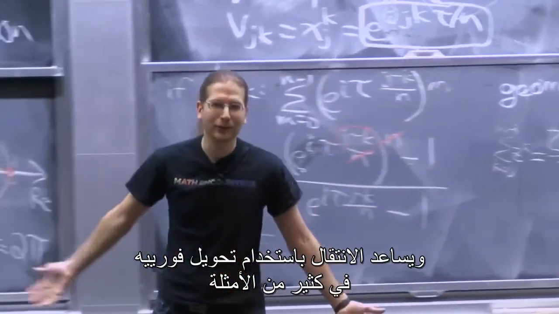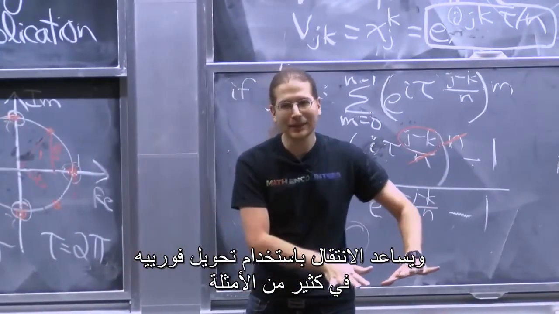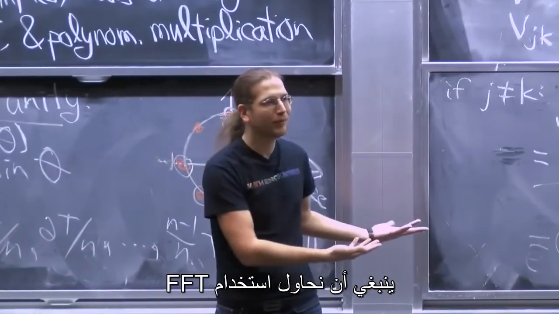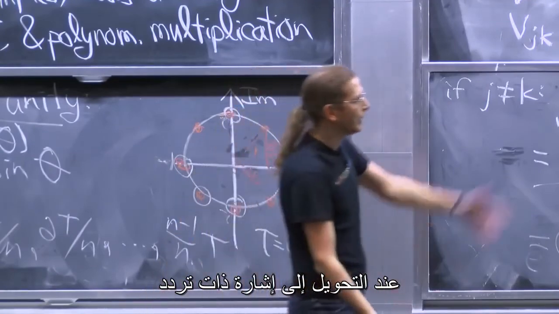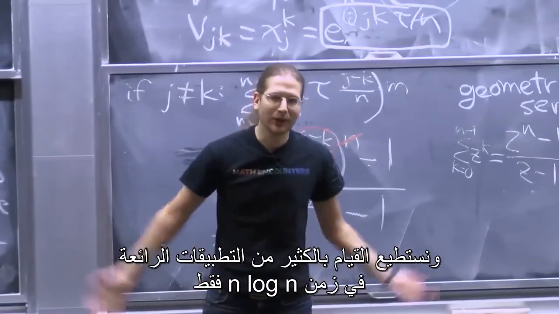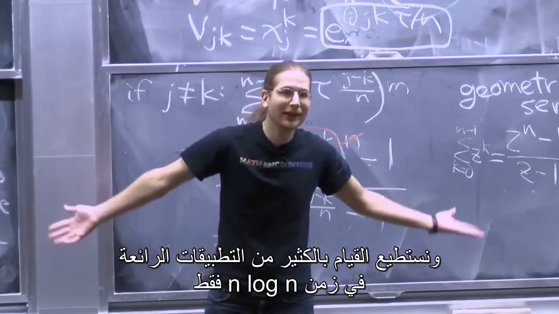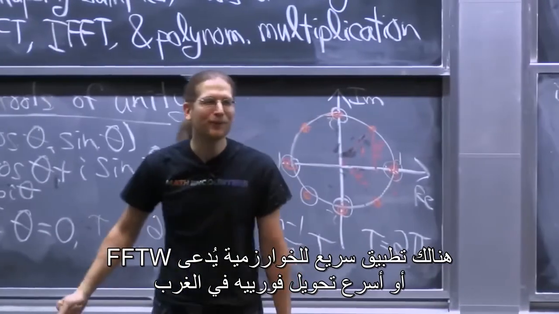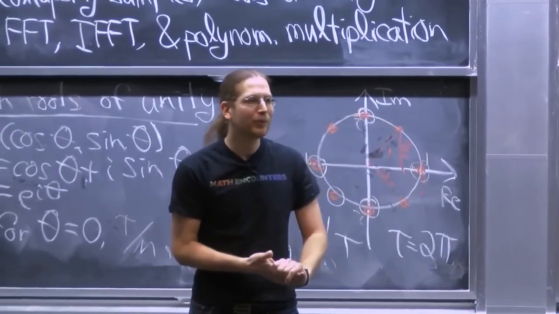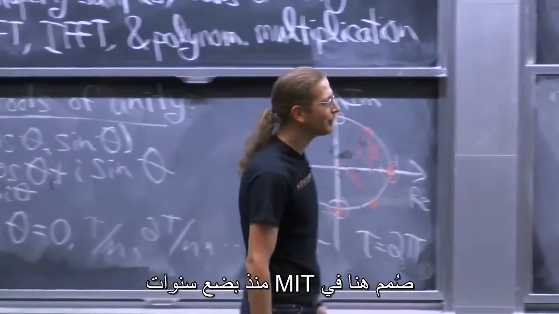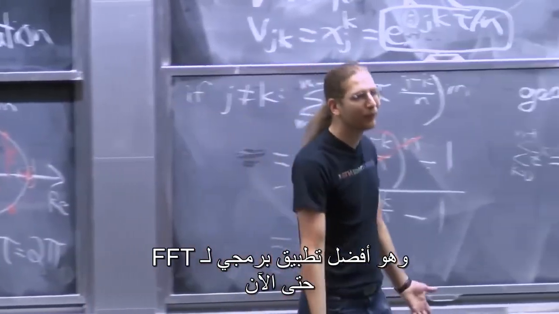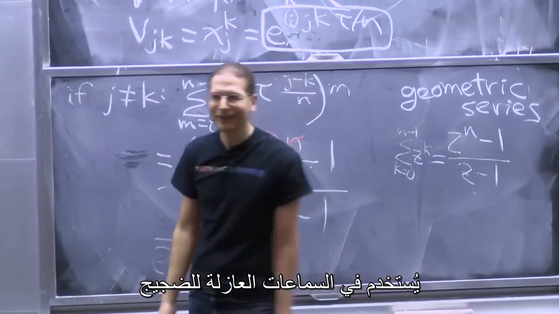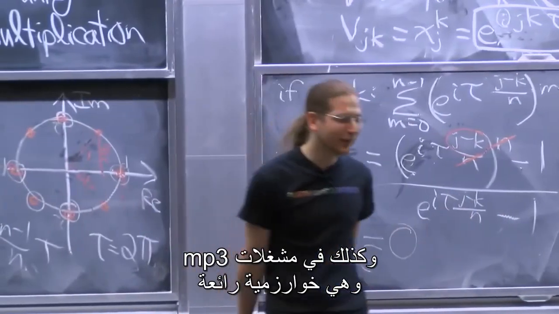And there are tons of contexts where converting to Fourier space makes life easy. In general, if you have any time-based signal, you should always think about what you get with the FFT when you transform to a frequency-based signal, and you can do lots of cool things you couldn't do otherwise. And it only takes n log n time, plus people do it in hardware. There's a fast implementation called FFTW, the Fastest Fourier Transform in the West, which was made here at MIT a bunch of years ago, and is still the best software implementation of FFT. So people use it everywhere. Your noise-canceling headsets probably use it. MP3 uses it. It's a cool algorithm.